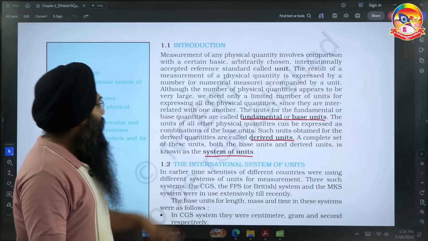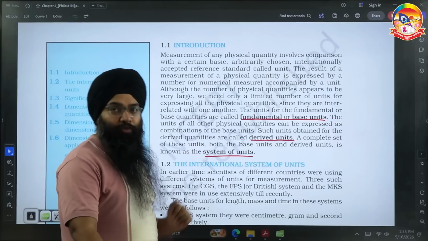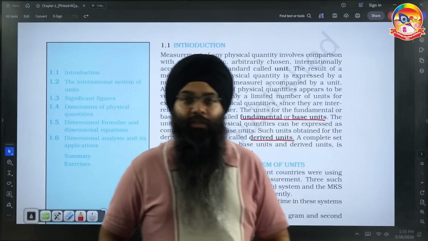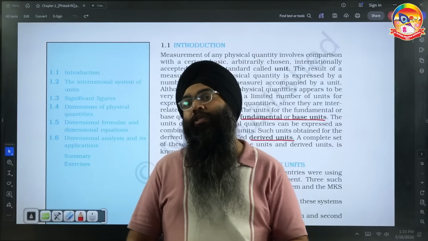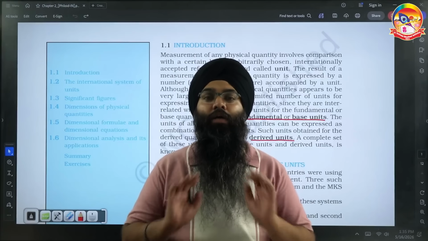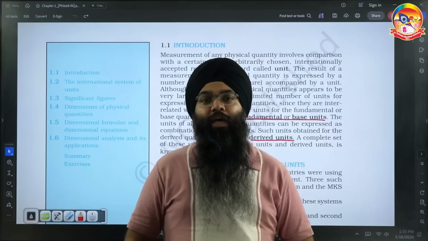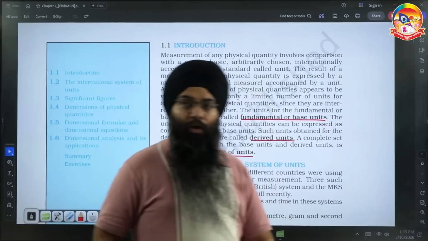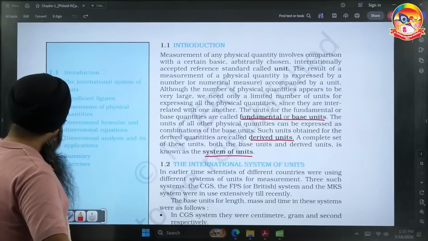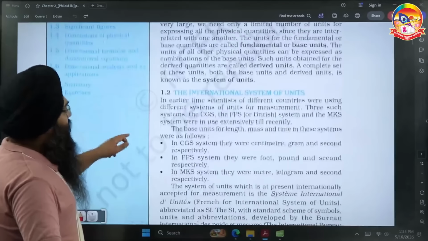After that, the concept is of system of units. When we talk about a system of units, what do we mean? A system of units means a collection of all the units, or a collection of all the fundamental quantities, so that we can understand different physical quantities. So this is basically the concept of system of units. Let us come to the next concept.